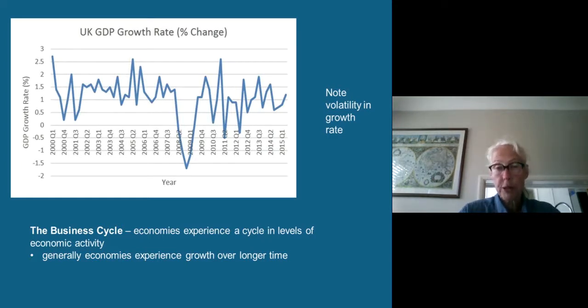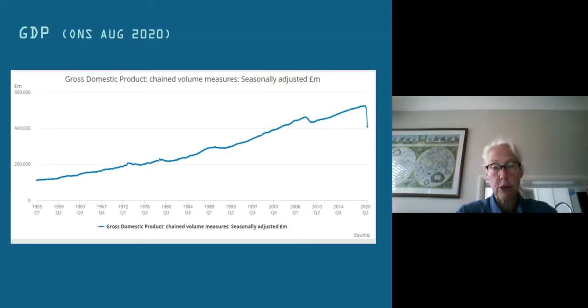What we see over time is that there's generally growth over time. So if I look at very recent data, which I've just literally now taken off the Office for National Statistics, that's the ONS website, and they collect data on GDP, you can see since 1955, this has grown fairly consistently.